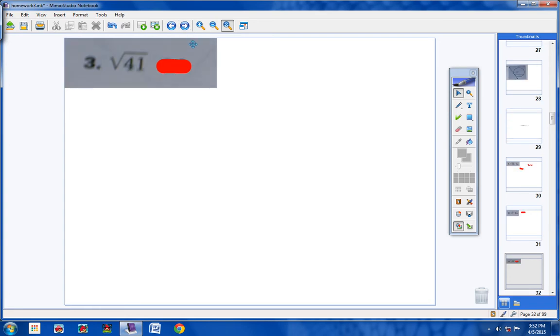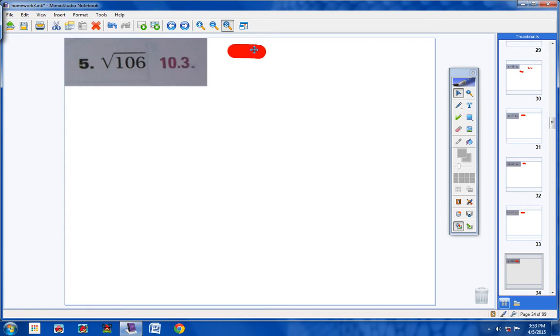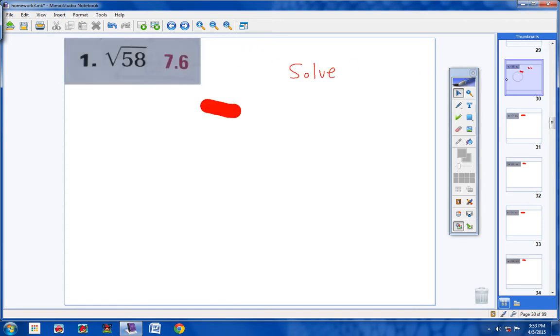Number 3, type into your calculator the square root of 41 and you will get 6.4 if you round correctly. Number 4, if you type into your calculator the square root of 134, if you round correctly, you will get 11.6. Number 5, same thing. Type into your calculator the square root of 106, and if you round correctly, you will get 10.3.